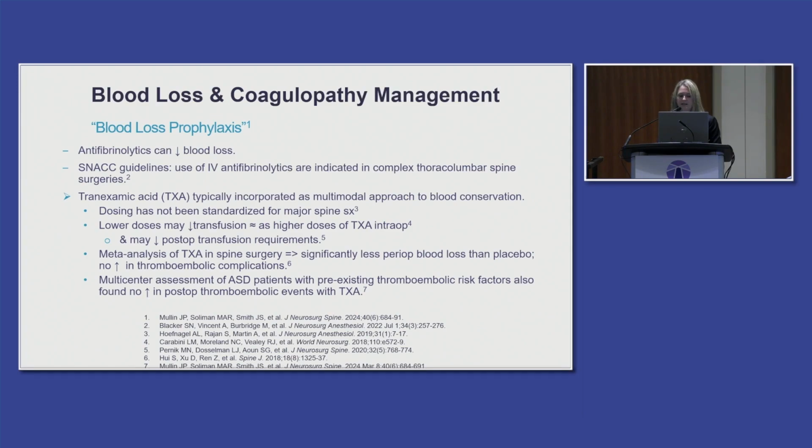A meta-analysis of TXA in spine surgery reported significantly less perioperative blood loss than placebo and no increase in thromboembolic complications. Much more reassuringly, Mullen et al. assessed patients who had specific pre-existing thromboembolic risk factors, and that in a multi-center assessment. And they also found for patients undergoing adult spinal deformity surgery no increase in postoperative thromboembolic events with TXA use. Previously, all those other studies that weren't finding increased risk of thromboembolic complications, when you really read them, a lot of times they'd actually excluded patients who were at higher risk. So this study was very reassuring.